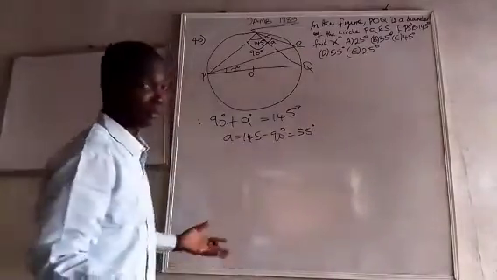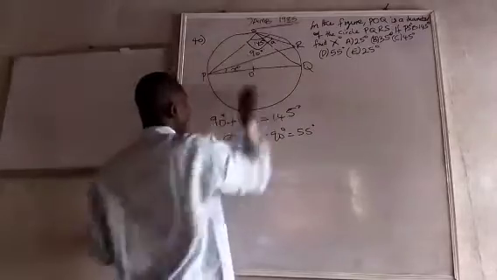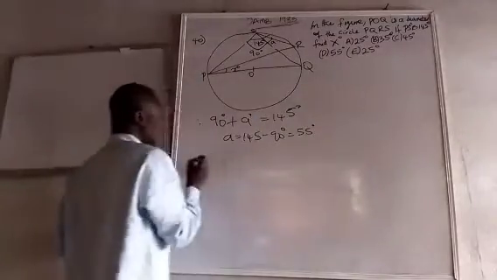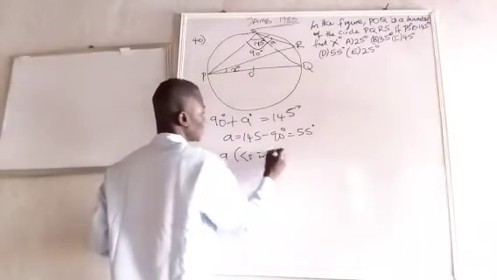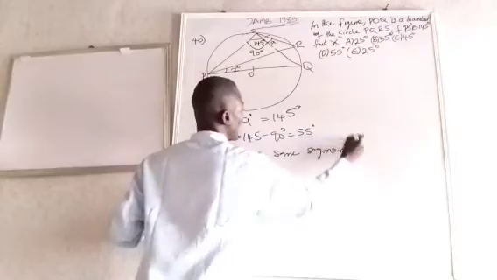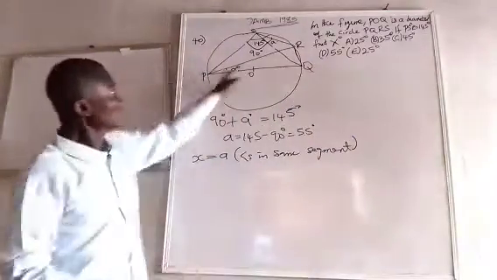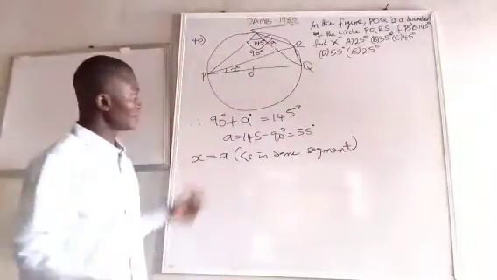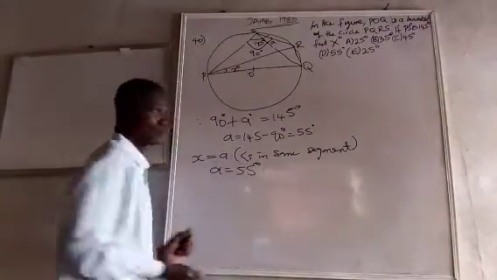Which is 55 degrees. That's it. Now, you know that A and X are the same because they are the same segment. X equals A, angles in the same segment. And where is the segment? Look at it. This is it. That's all. So, A is equal to 55.